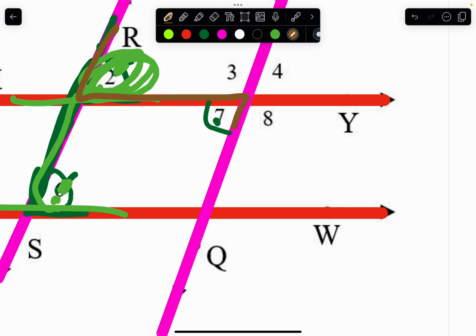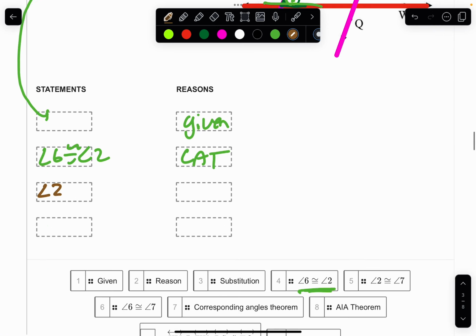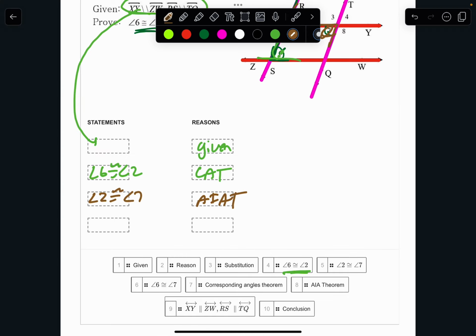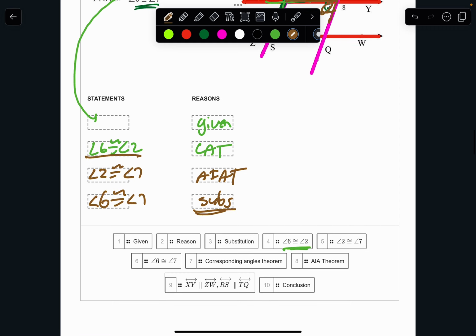Now, if we go 2 to 7, those would be alternate interior angles. Angle 2 is congruent to angle 7, alternate interior angle theorem. So 6 goes to 2, 2 goes to 7. What does that mean? Angle 6 is congruent to angle 7, which is what we're trying to prove. And that's transitive or substitution. I told you guys for this year, we're just going to call it substitution. Boom.